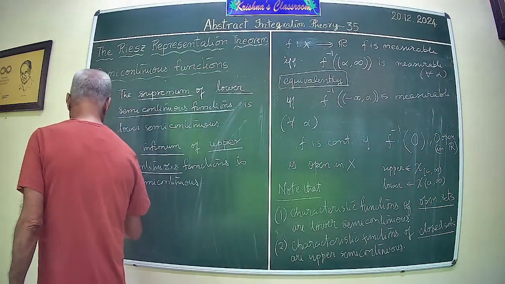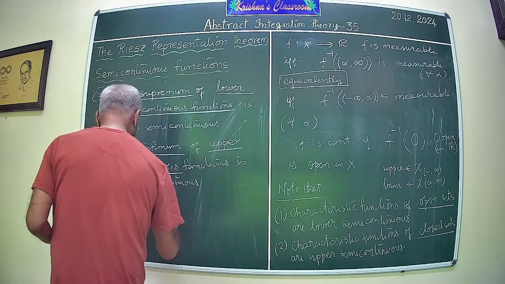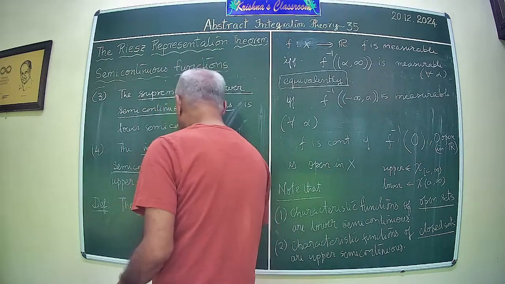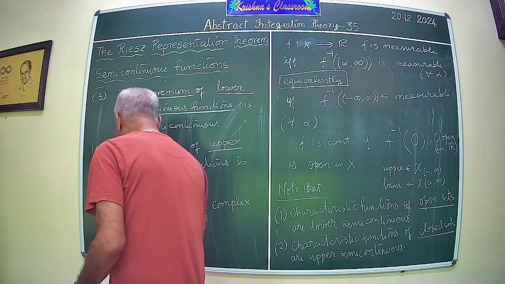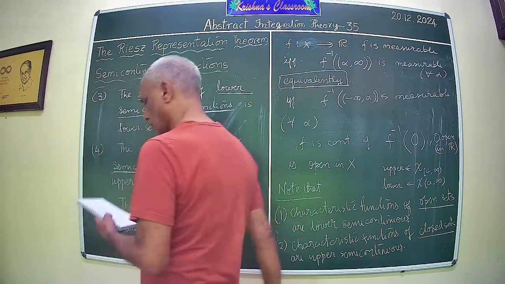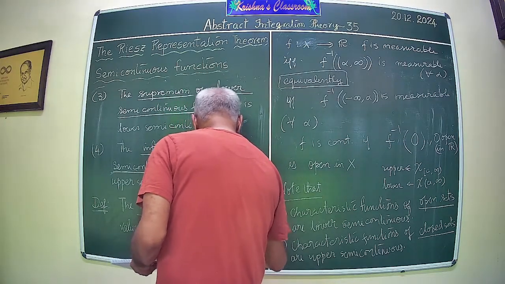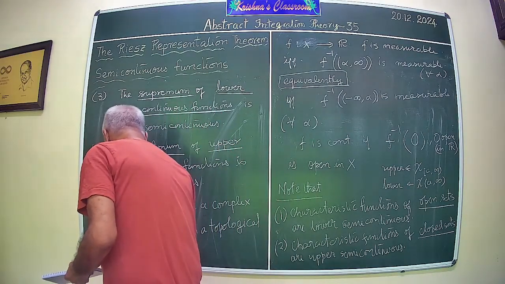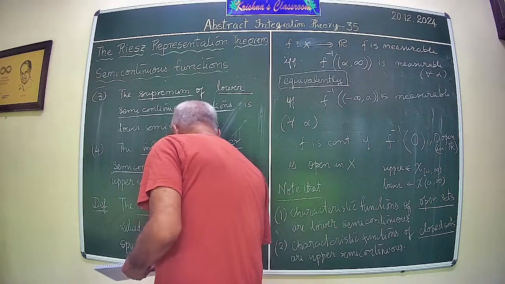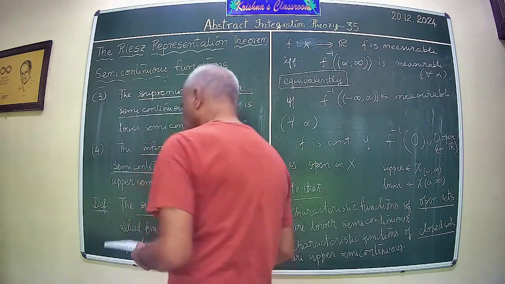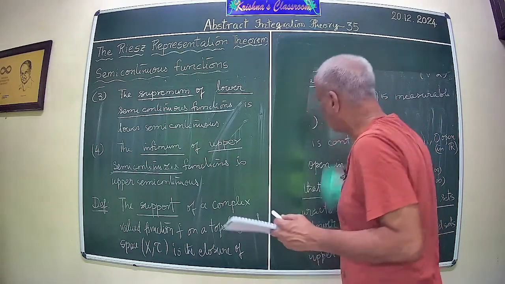Now we make some definitions. The support of a complex valued function F on a topological space is the closure of the set on which the function does not vanish.